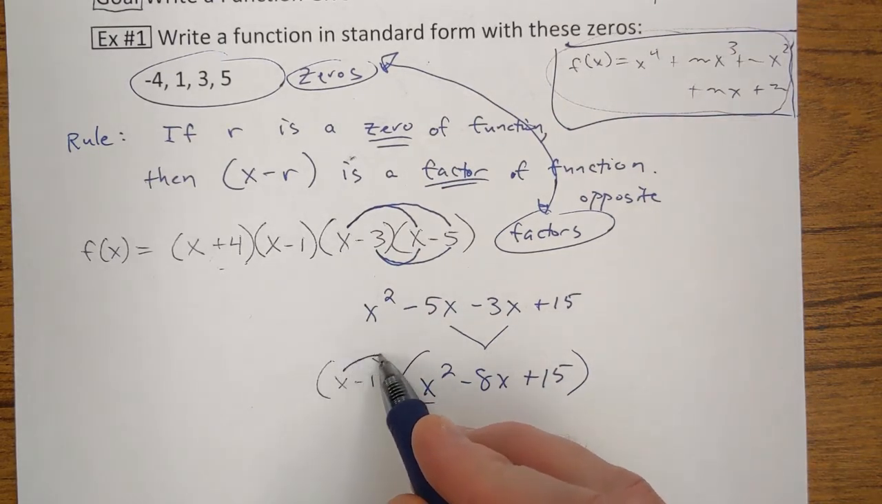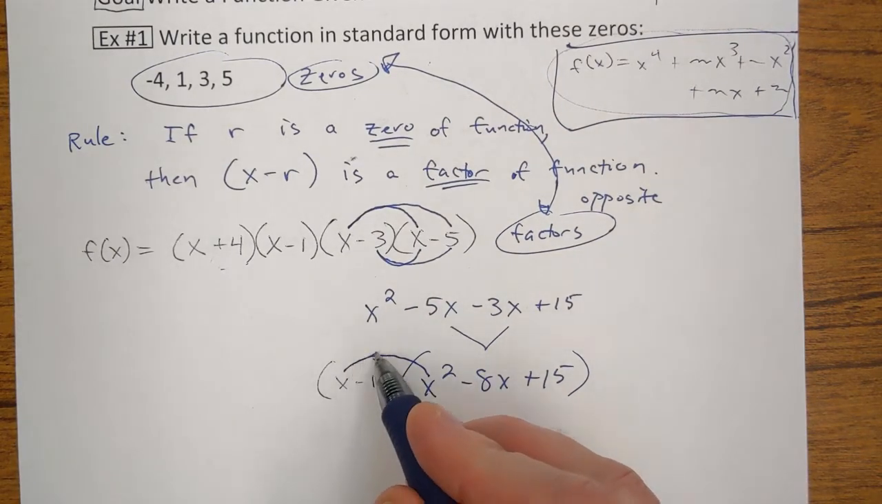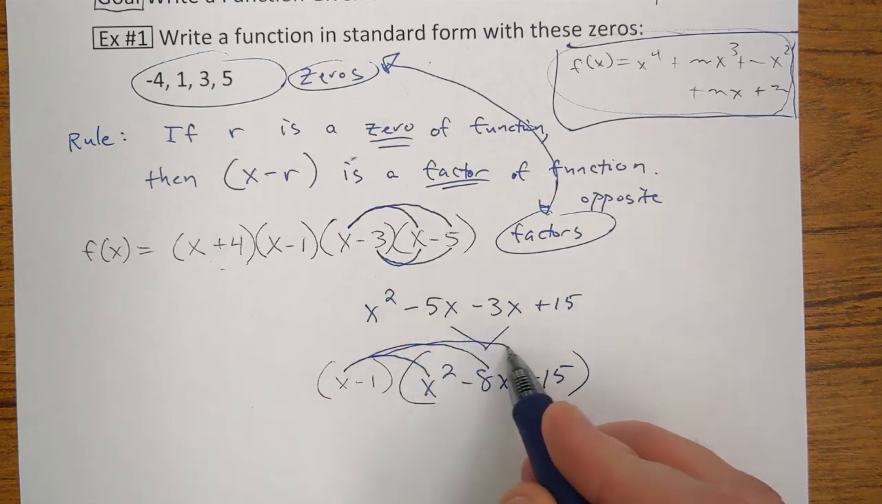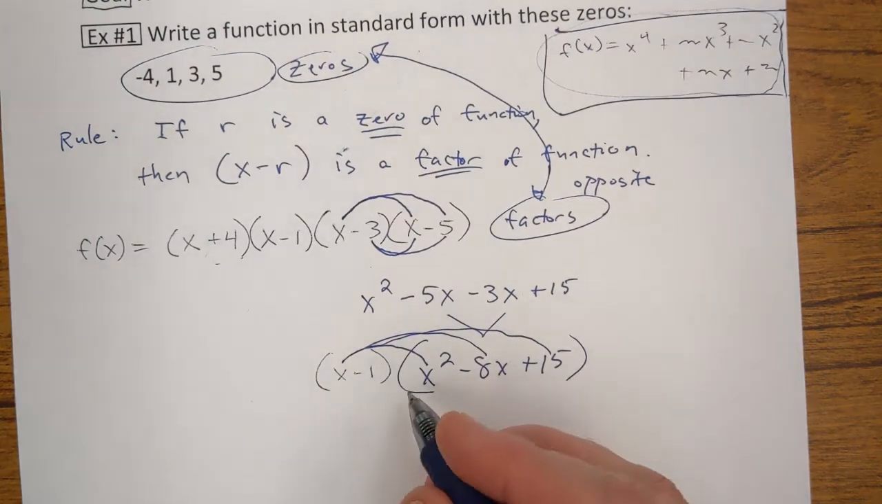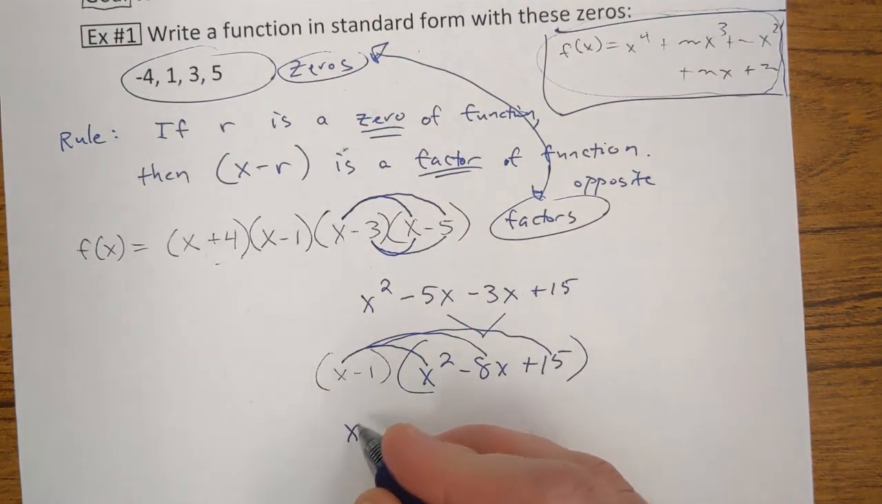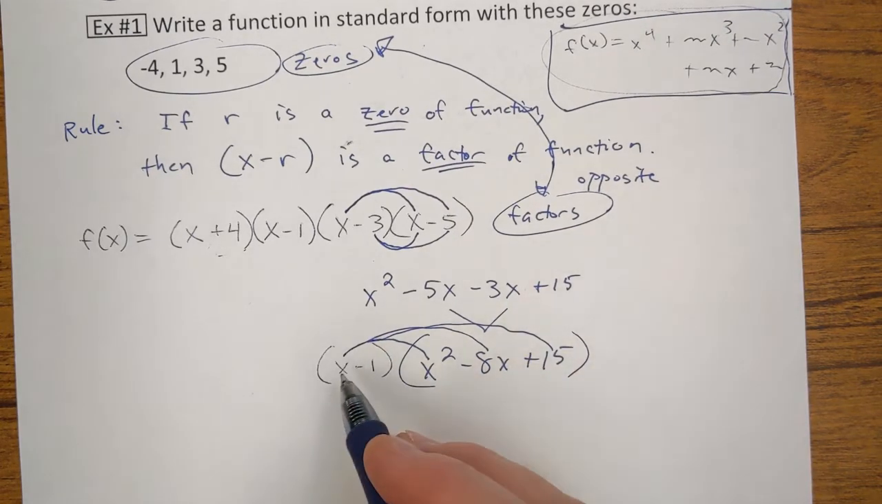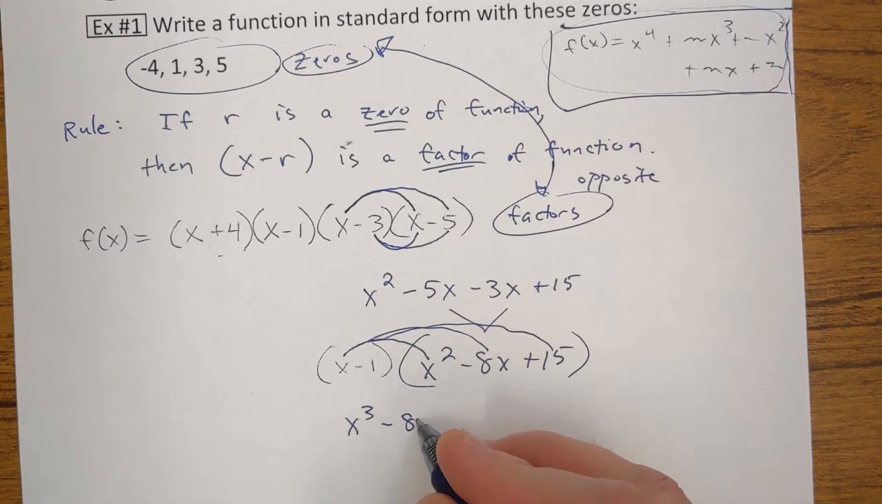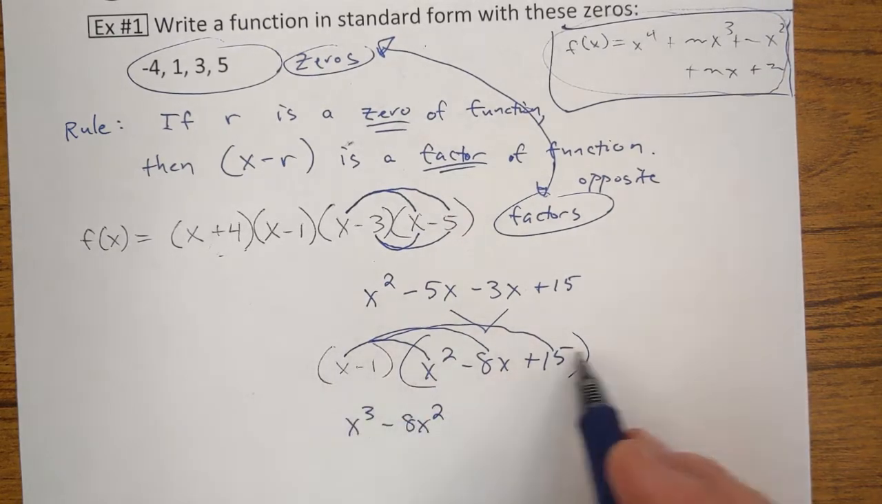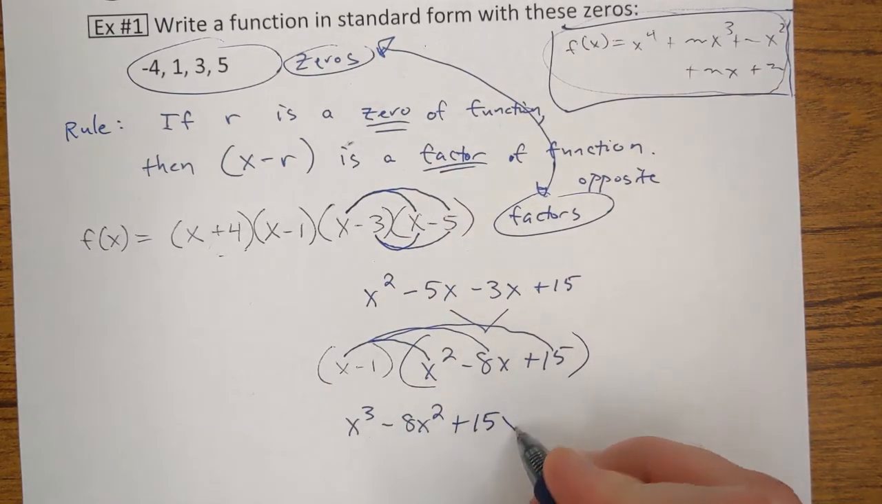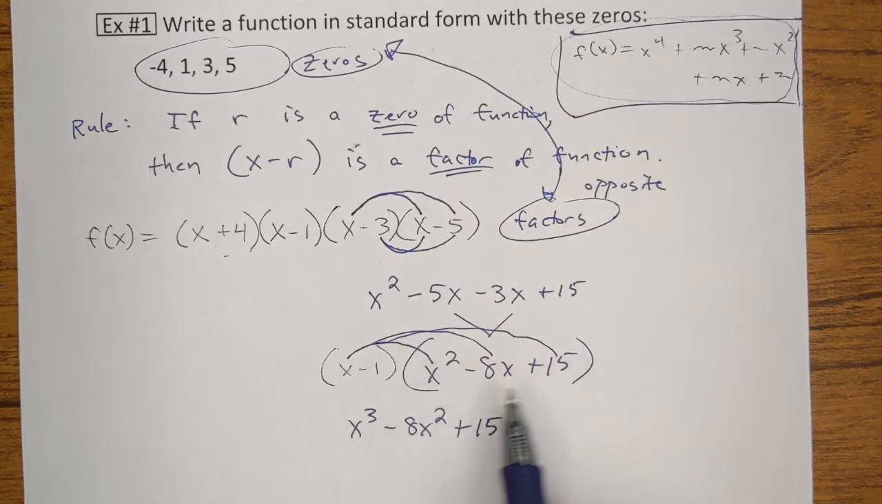I'm going to distribute the x times x squared, x times 8x, and x times 15. That's just going to bump the degree of these all up by 1. X times x squared becomes x to the third. X times negative 8x becomes negative 8x squared. X times 15 becomes 15x. Notice each of these, the degree just went up by 1.